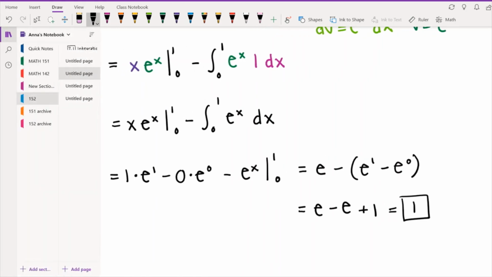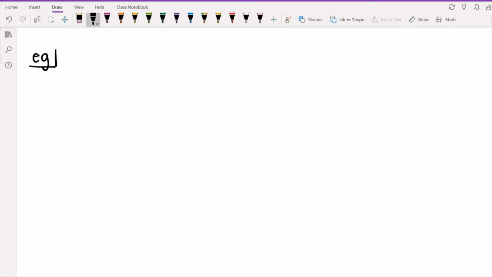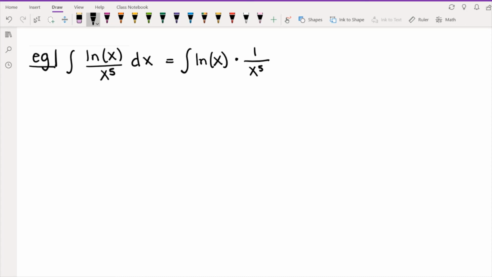Okay, so I want to do a couple more examples, just to see some of the different ways that this shows up. So let's do an example now of the integral of ln of x over x to the 5th. At first glance, this might not seem like a product, but it is. We can rewrite this as the integral of ln of x times 1 over x to the 5th. And let's even rewrite this, instead of 1 over x to the 5th, as x to the negative 5.